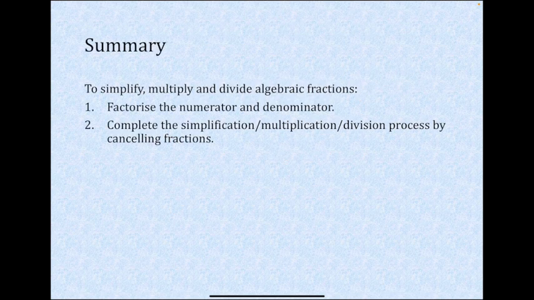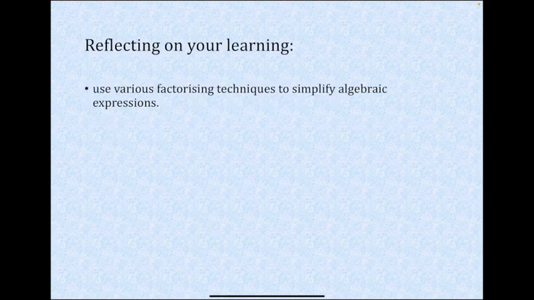So hopefully, you should recognize how you could actually factorize the numerator and denominator when you multiply and divide algebraic fractions. All right? So remember, simplifying, you need to factorize numerator and denominator and then cancel. Hopefully, you've learned to use your various factorizing techniques to simplify algebraic expressions. I'm going to stop here and you should be able to do some exercise.